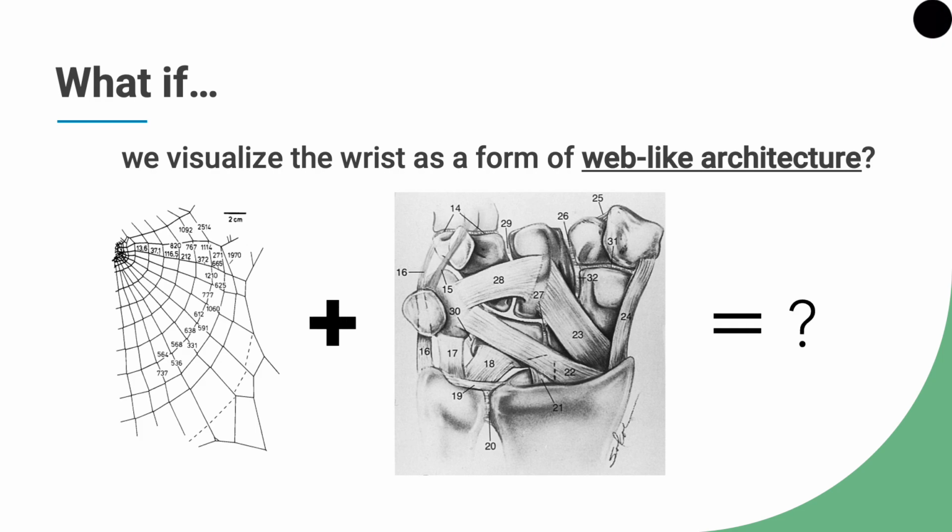Now, what if we visualize the wrist as a web-like architecture, just like this spider web here, whereby even if there's a dynamic disturbance in one thread of the web, its whole structure will readjust to this change to maintain the stability of the whole architecture.